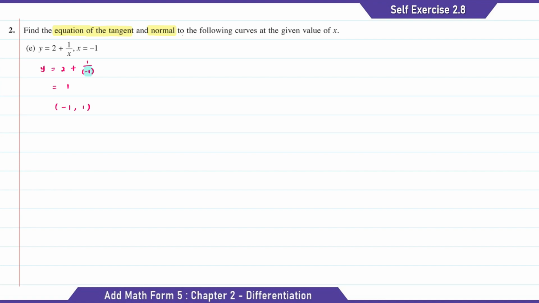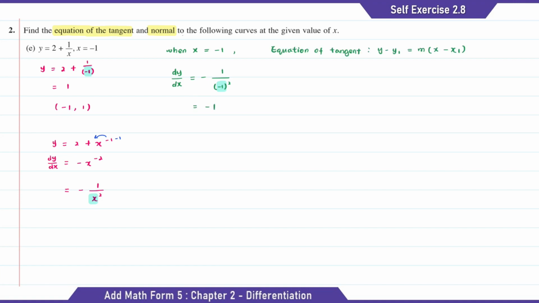To find the dy/dx, I'm going to write the equation as y equal to (2 plus x) to the power of negative 1. Then dy/dx is negative x to the power of negative 2. This is equal to negative 1 over x squared. To find the gradient of the tangent, substitute x equal to negative 1 into the dy/dx. Then this is equal to negative 1.